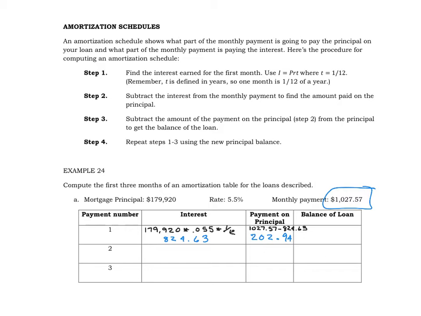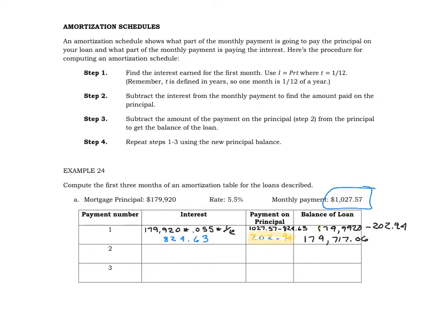So I think you see why people say what they say when you're paying off a house or what have you. So the balance of the loan, well, that's just going to include the payment on principal, right? That's what's going to deduct that. Okay, so we're going to take that $179,990 and we'll subtract the $202.94. And so our new balance is $179,717.06. Okay, I kind of got ahead of myself.